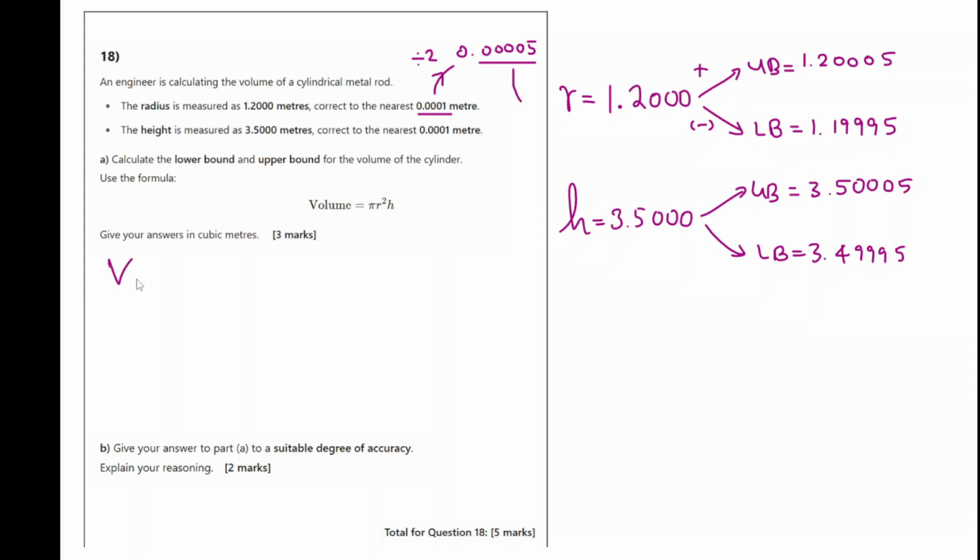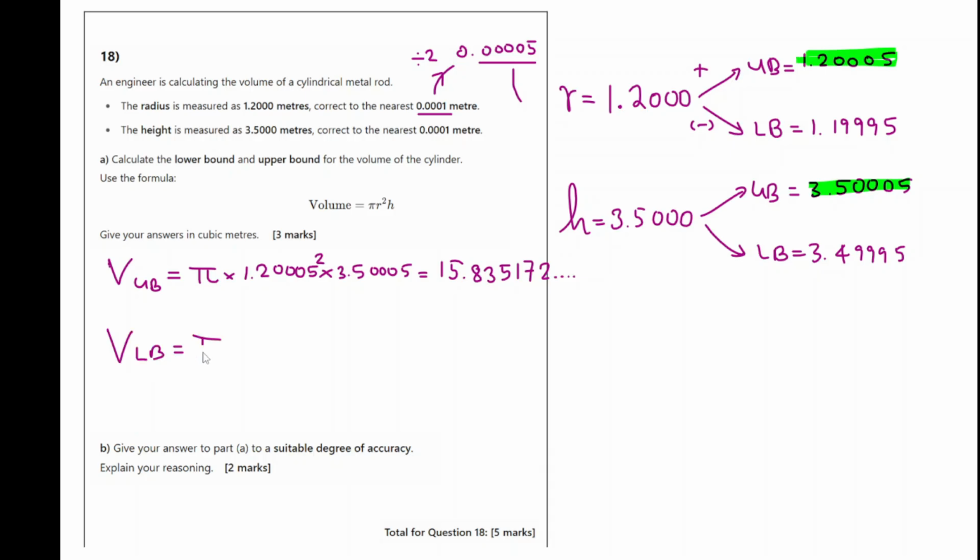Now, volume upper bound. To get the upper bound, I need to get the maximum radius, which is the upper bound of radius here. And I need to get the maximum height, which is the upper bound of the height. So let's substitute those two values. The calculator gives here 15.835172... Let's do the same thing for the lower bound.